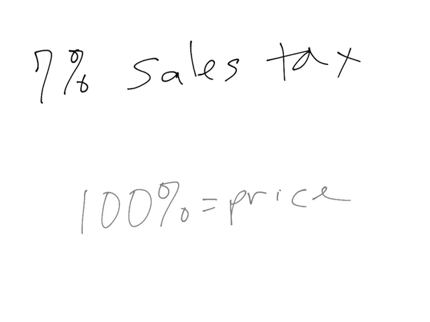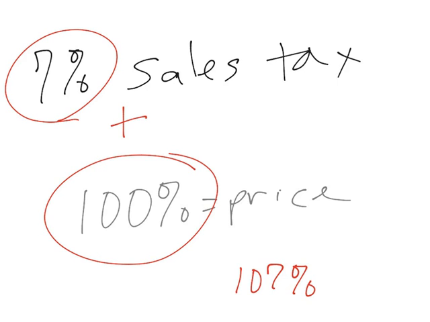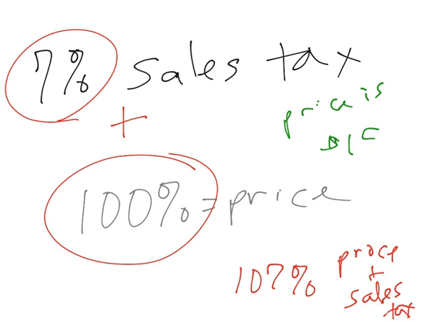But if we add sales tax to that, sales tax is telling us that it's the price, which is 100%, plus the 7% sales tax. So 107% is the price plus the sales tax. Okay, so if I know that, let's say the price of something is, it doesn't matter, $15. What is the price after sales tax?